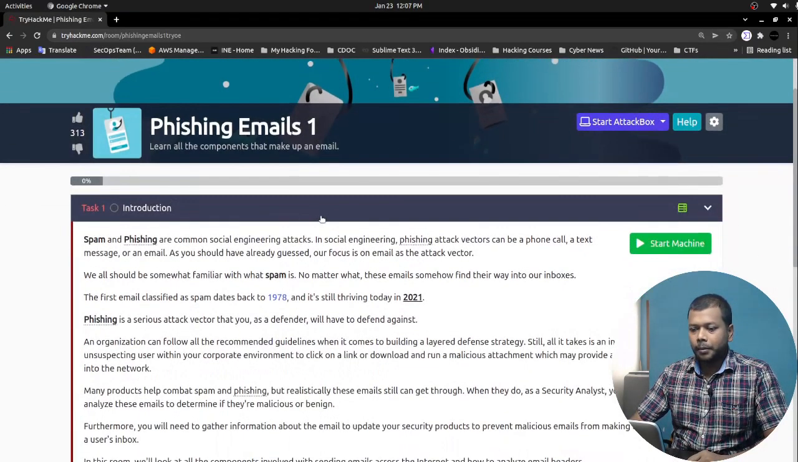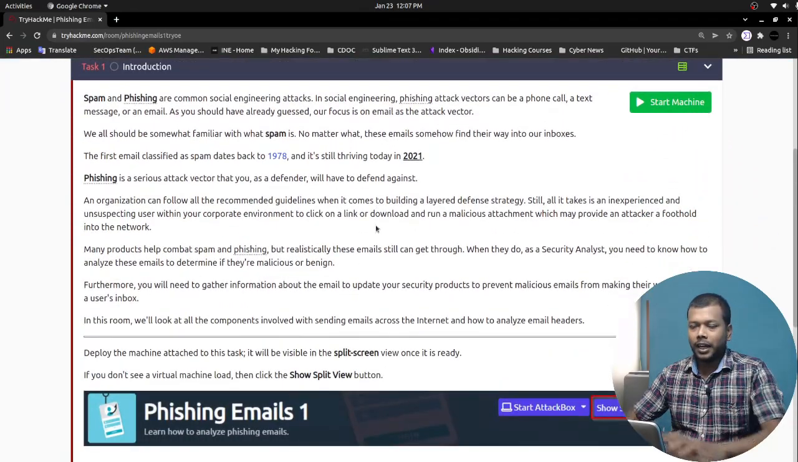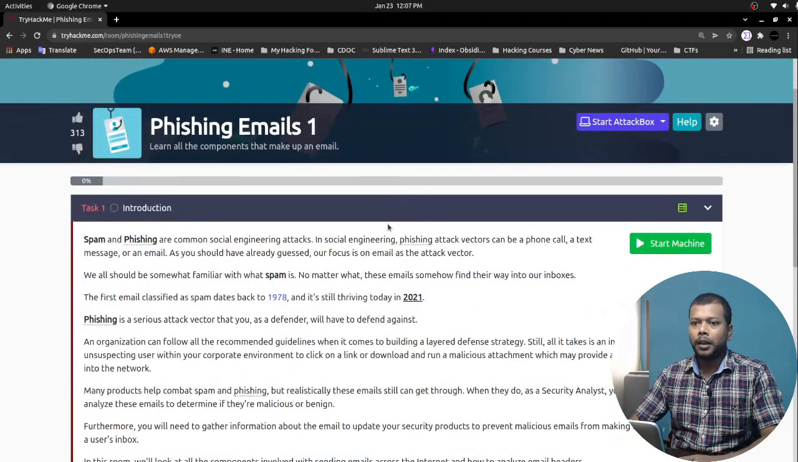Yeah, so here I am, phishing emails 1. Learn all the components that make up an email. In this room, they simply gave an introduction: what is email, how the email functions, and when you click the send button in the email client, how the email is distributed to the recipients that you mentioned. They also gave some introduction about the email header and how a cyber defender analyzes that header. So those techniques are given here. Without wasting time, let's get in.